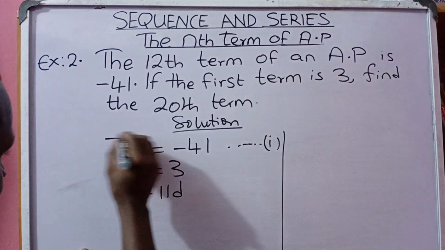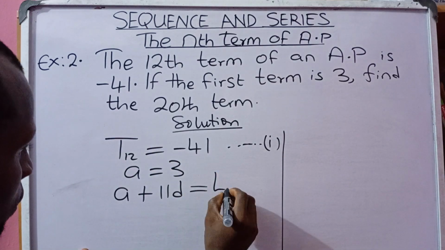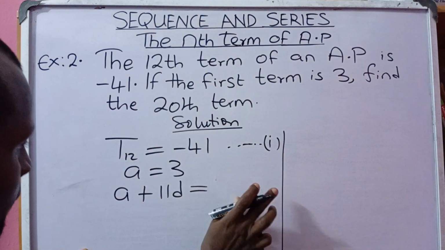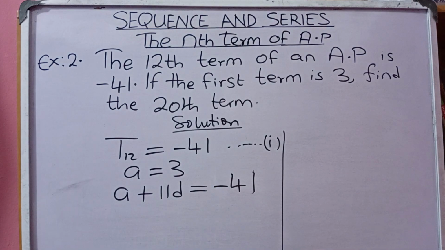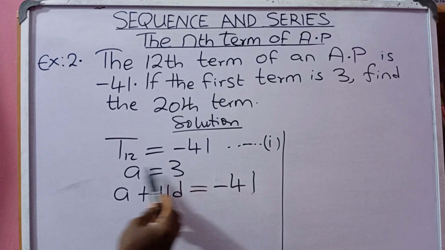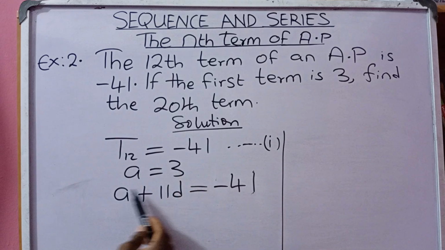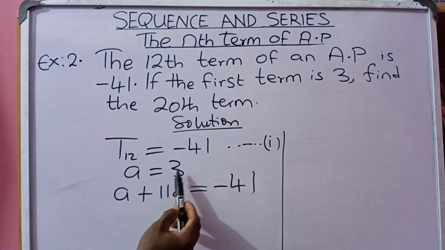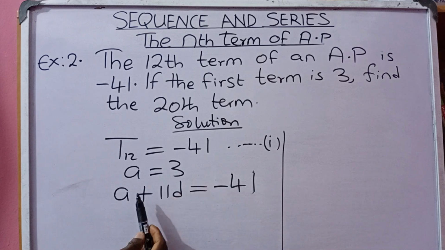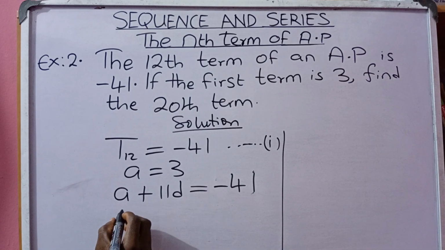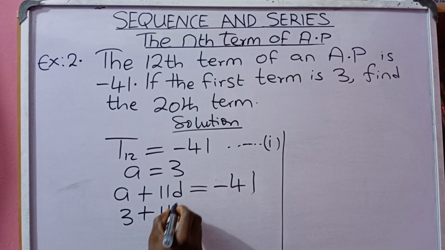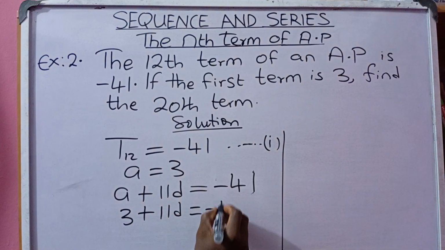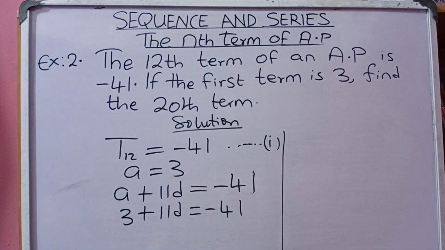And they say the 12th term is equal to minus 41. All right, so all we need to do is to substitute the value of our A inside of this formula so that we'll be able to get our D. And by so doing, A here is 3 plus 11D equal to minus 41.